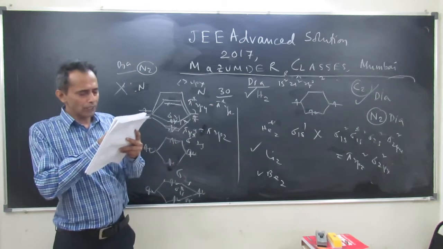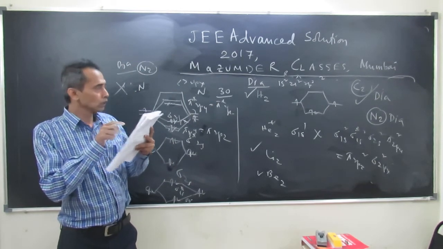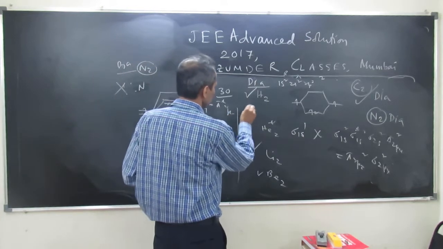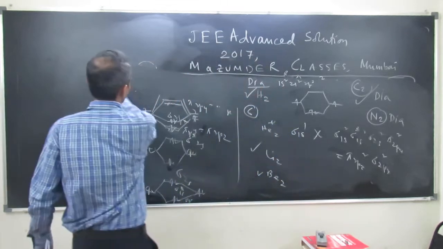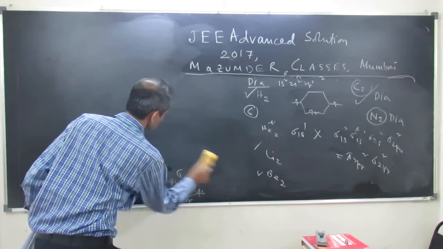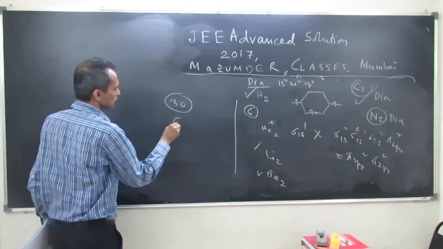So H2, Li2, Be2, C2, N2 and F2, in total 6 is the answer. It is a single-digit question. So for question number 30, the answer is 6.